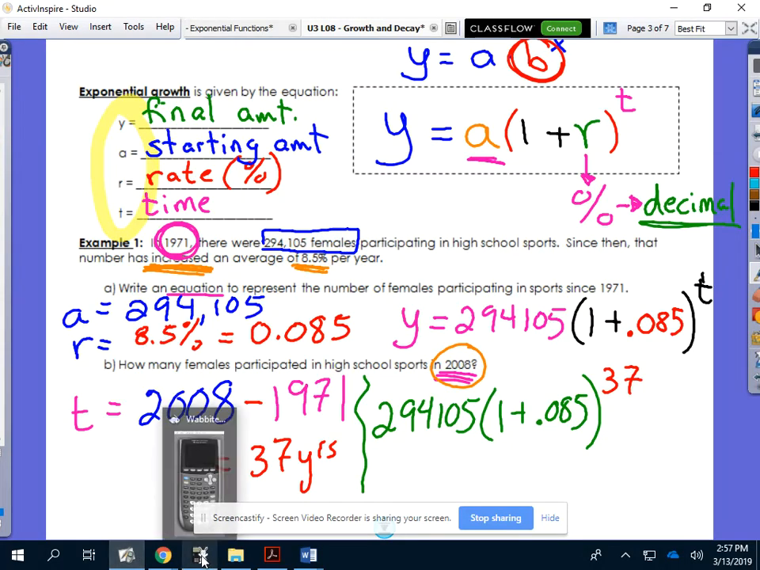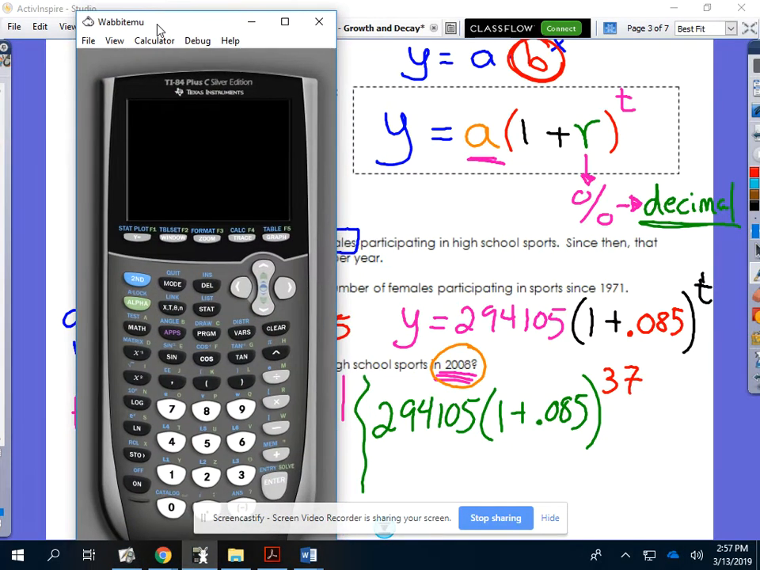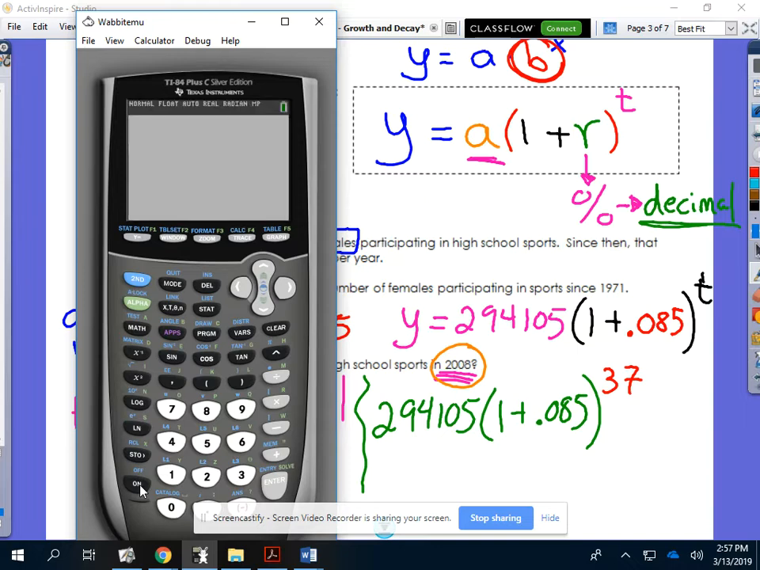All right, so if we're going to plug this value in, pull up the calculator here. You can use mine unless you have your own. So we're simply going to plug that in exactly like we see it. 294,105, open parentheses, 1 plus just 0.